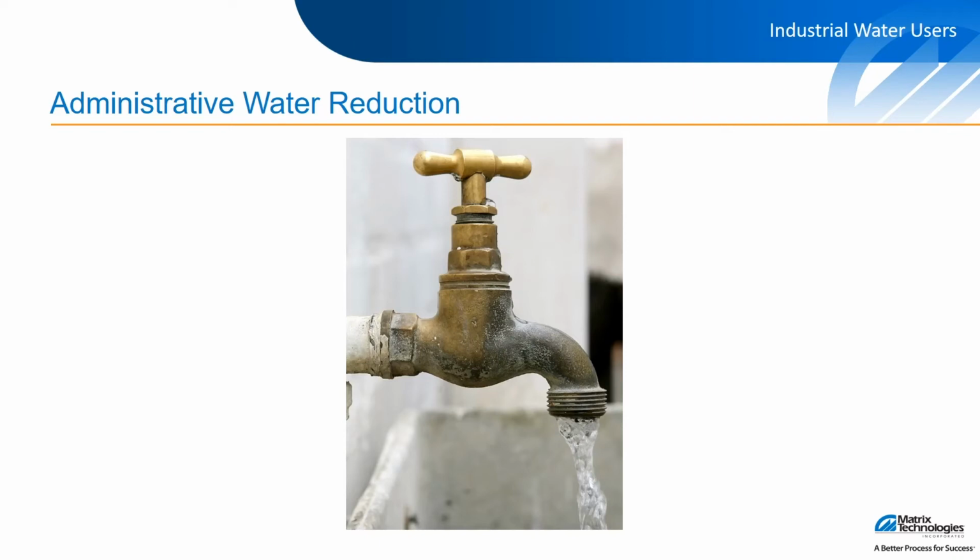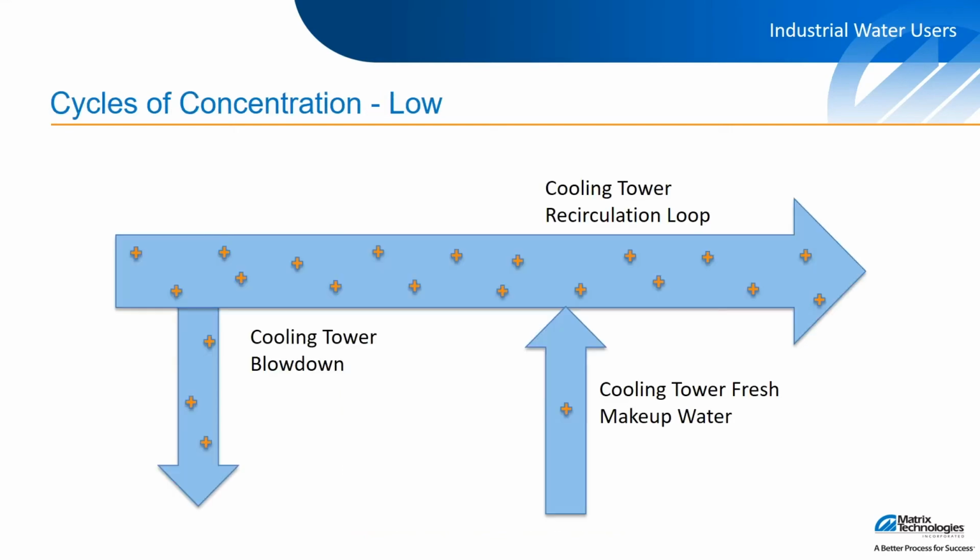If a project is in the design phase, consider materials of construction that can tolerate lower water quality. Let's take a cooling tower water system as an example. Here is a depiction of a low cycle of concentration, or the ratio of contaminants in the recirculating water stream compared to the makeup water stream.